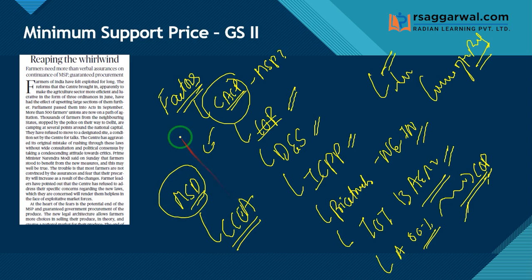Now, it is pretty important for the farmers because first it protects them from the market volatility, the price volatility in the market.